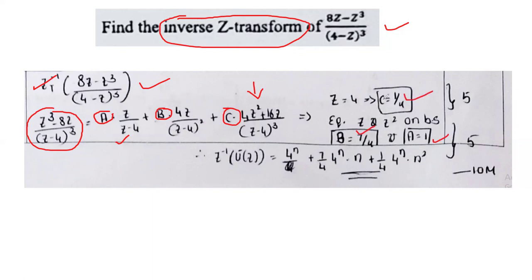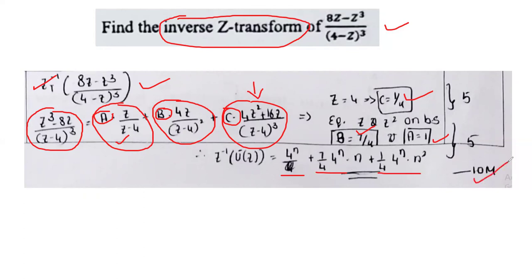Once you get the values of a, b, c, substitute the same parameters over here. Later, you can do the inverse Z transform individually. So three terms are there. Look at this: 4 to the power n, 7 by 4 into 4 to the power n into n, 1 by 4 into 4 to the power n into n square. Ultimately, 10 marks is granted for you.